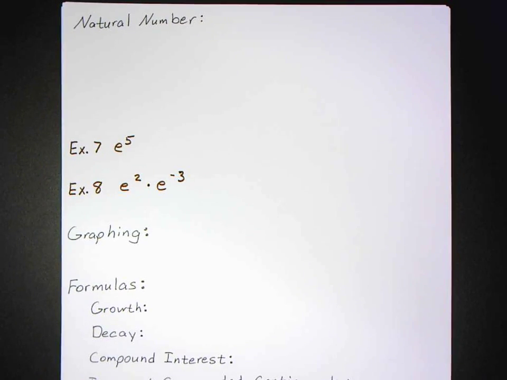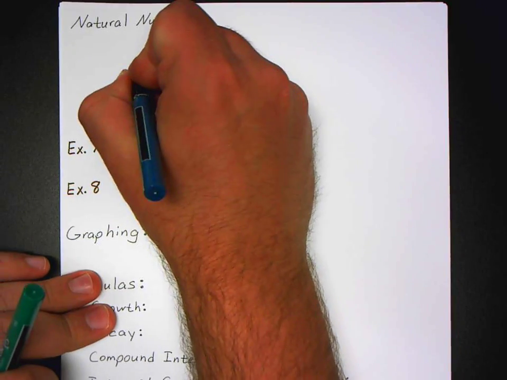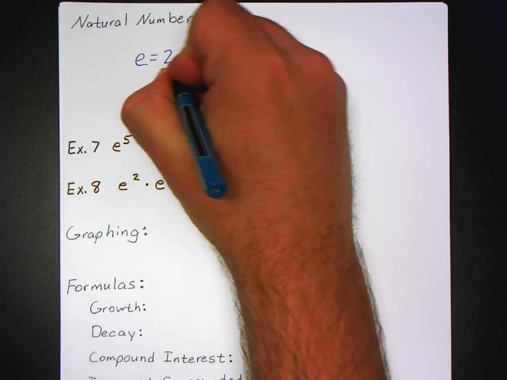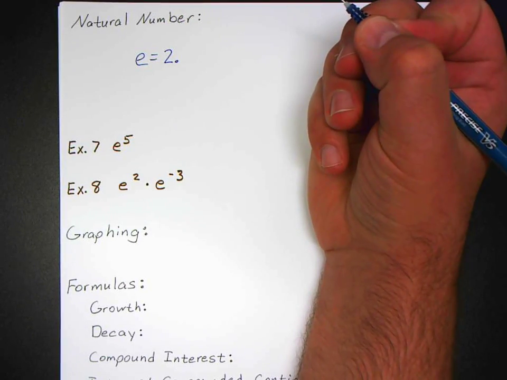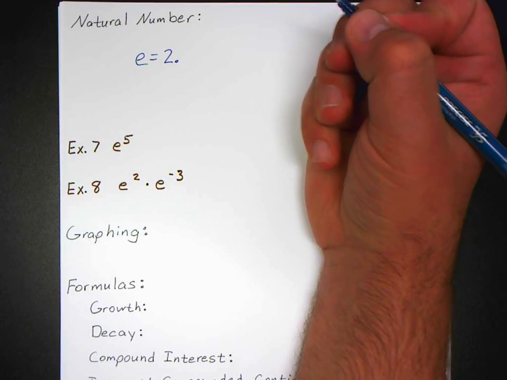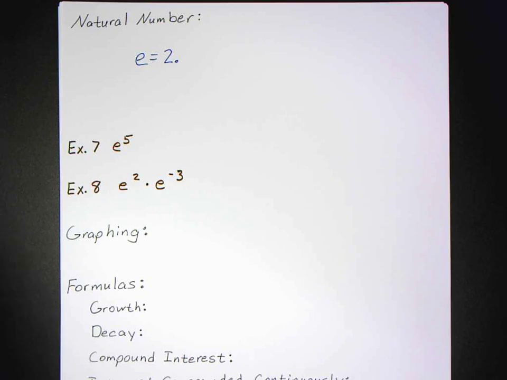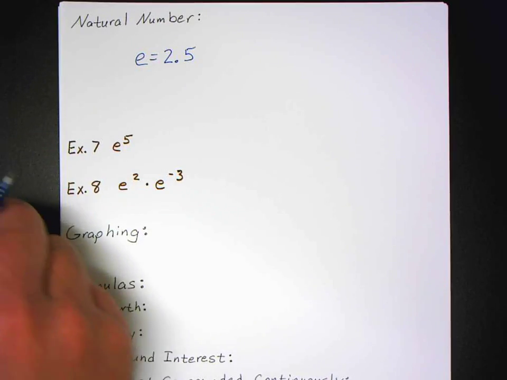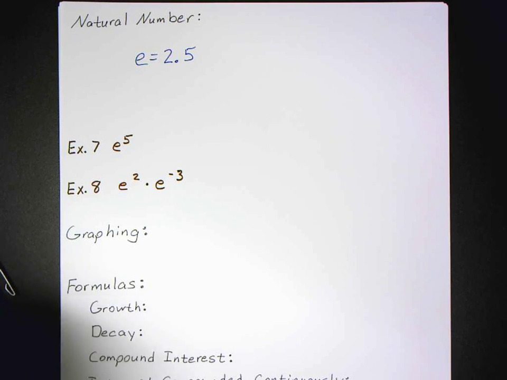Okay, natural number. It's e. You guys know what e stands for? Power. E stands for exponential. 2.5. After 2.5, I don't know.